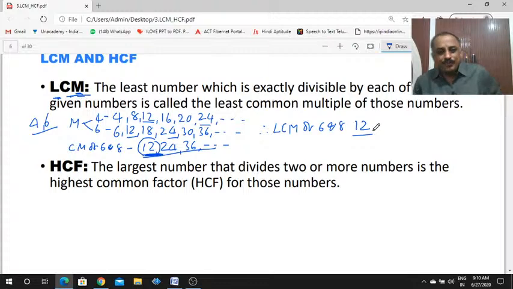This is the method. But in the examination, friends, don't follow this method. Because why?